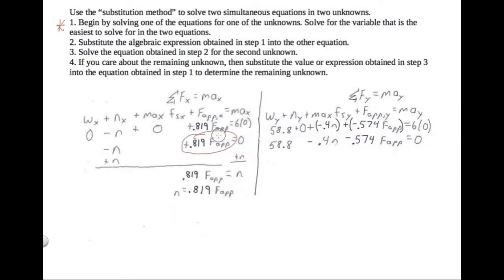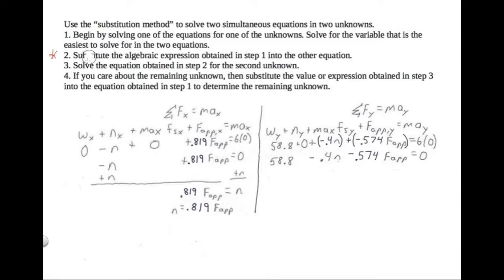Rather than moving this term to the right, that would be fine, but it's somewhat better to move this term to the right, because that also allows us to get rid of this negative sign at the same time. Notice that we've solved for n, but in a sense we haven't completely solved for n, because we don't have enough information yet to get a single numerical value for n. Instead, the best that we were able to do for step 1 was to obtain an algebraic expression that represents n, 0.819 times f sub applied.